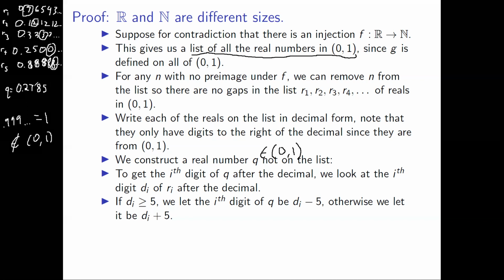So the fifth digit of Q after the decimal is going to be D5 minus 5, which is 3. And we can just keep on going like this if we have R6, R7, and so on. And I claim that Q is nowhere on the list. So this Q is not on the list; we constructed it so it wouldn't be on the list. And that's how we get the contradiction.